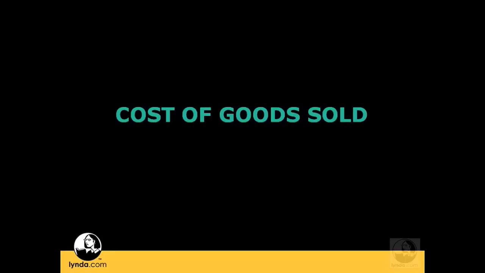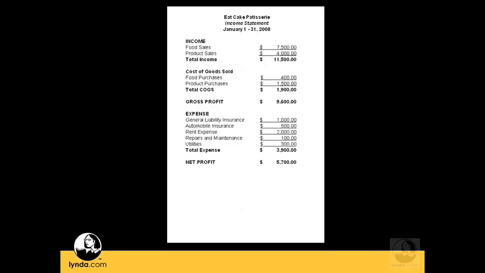As we saw in the previous movie, the income statement is broken into two sections, revenue and expense. The revenue section lists all of the income associated with the products and services that we sell. The expense section lists all of the expenses associated with operating your business.